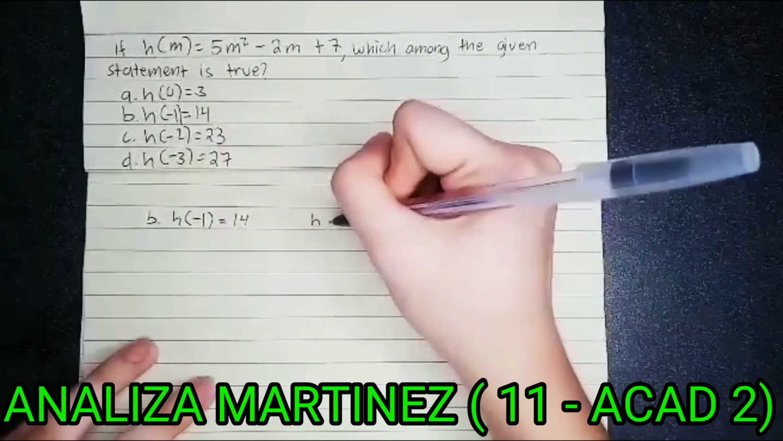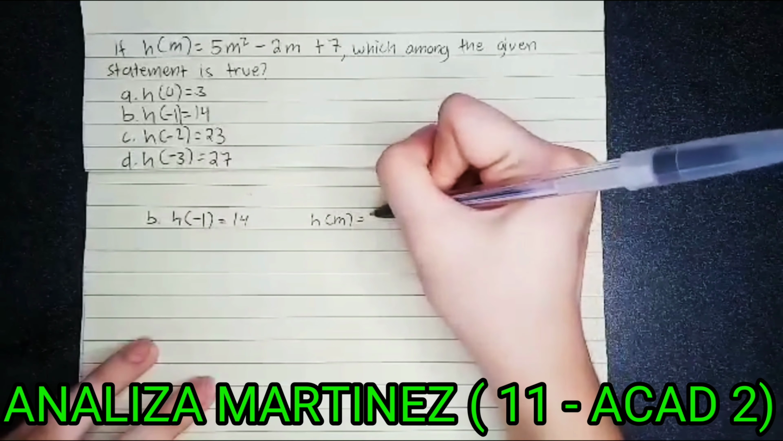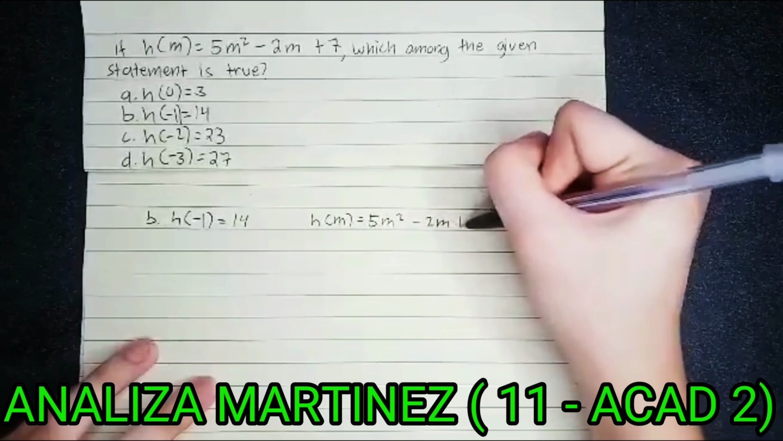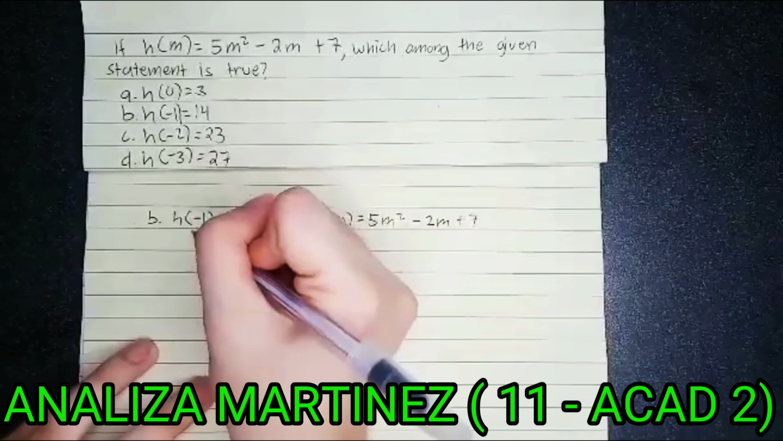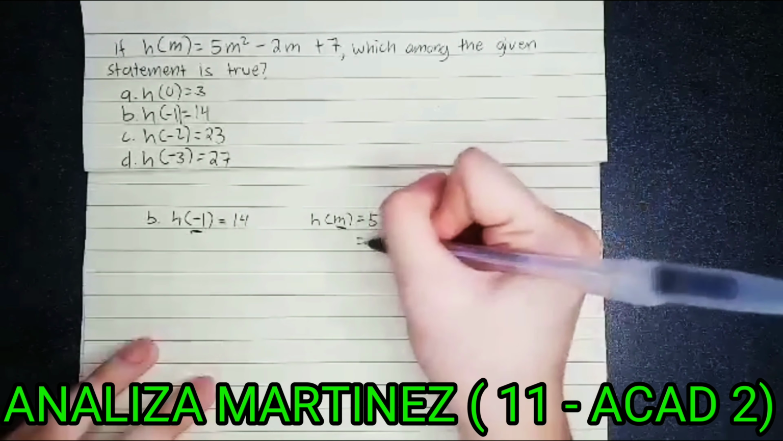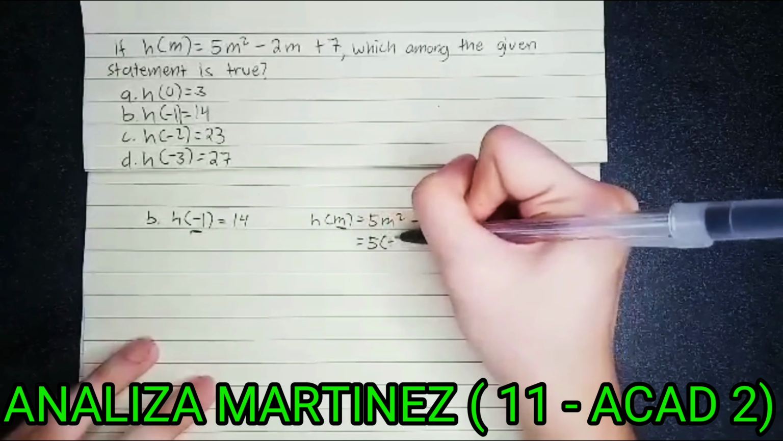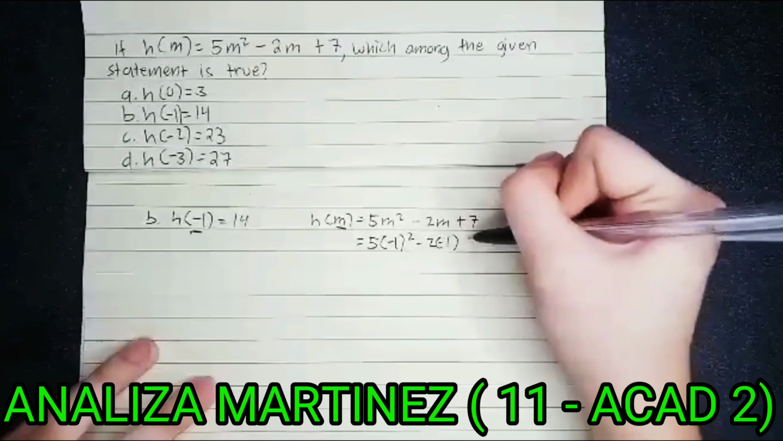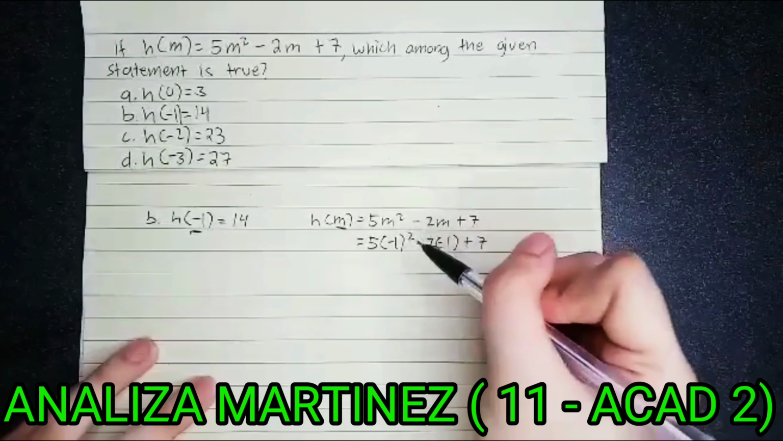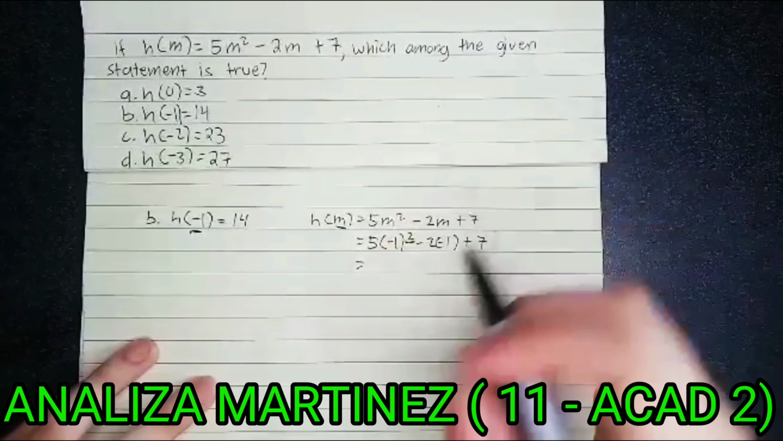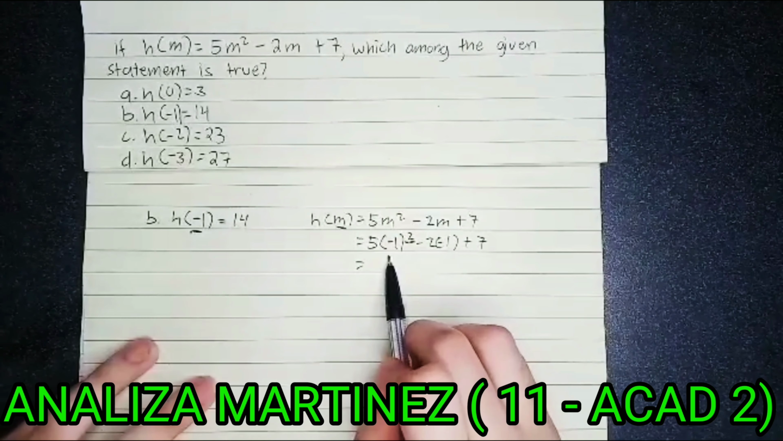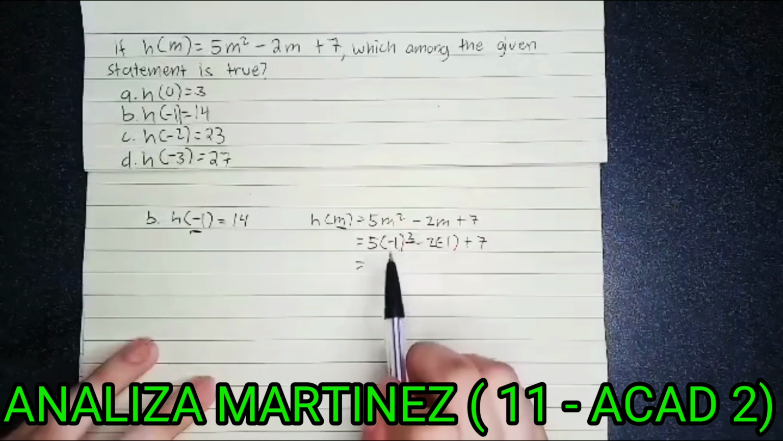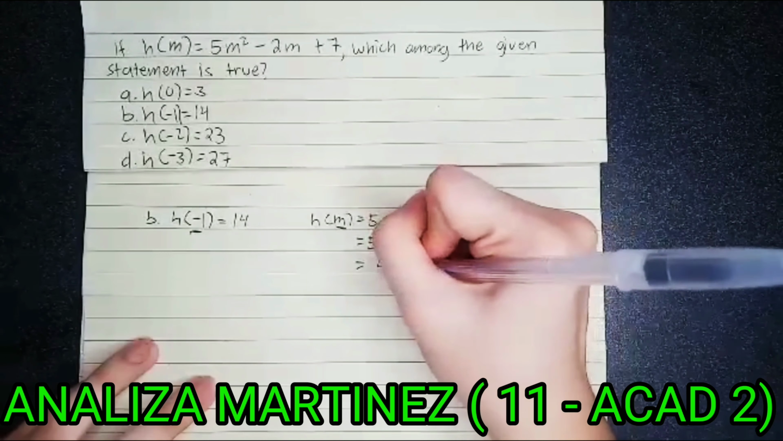Then copy the problem. Substitute the given value, which is negative 1. So 5 times negative 1 squared minus 2 times negative 1 plus 7. Evaluate the exponent. Negative 1 times negative 1 is positive 1 because they have the same sign. So positive 1 times 5 is equals to 5.